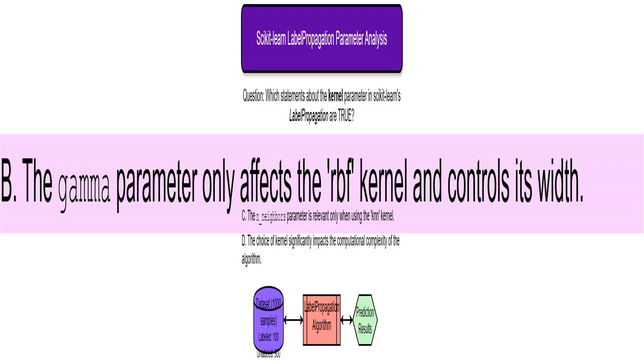This statement is true. The gamma parameter is specific to the RBF radial basis function kernel. It controls the width, or influence, of the Gaussian function used to measure similarity between data points. A larger gamma value leads to a narrower Gaussian, while a smaller gamma leads to a wider Gaussian.